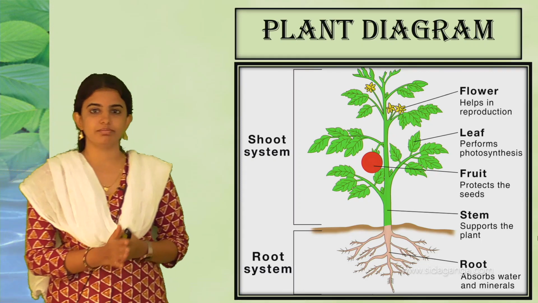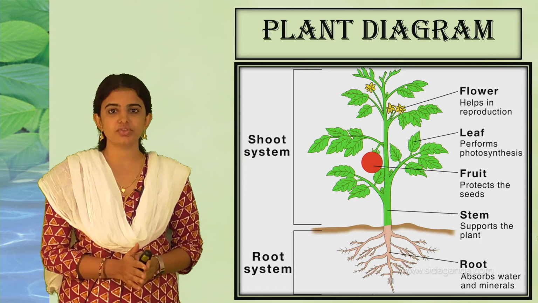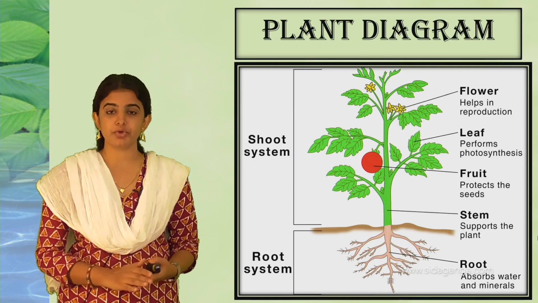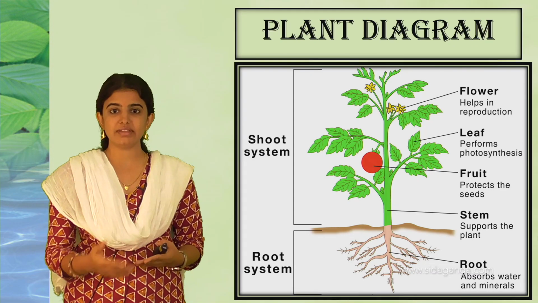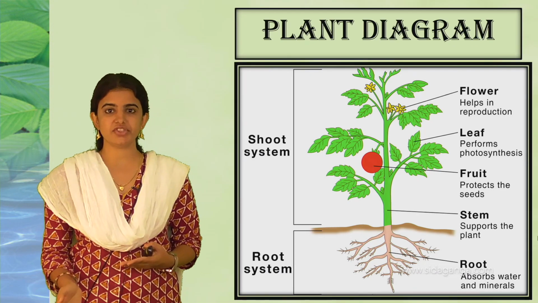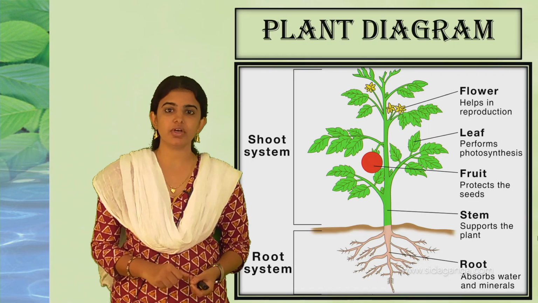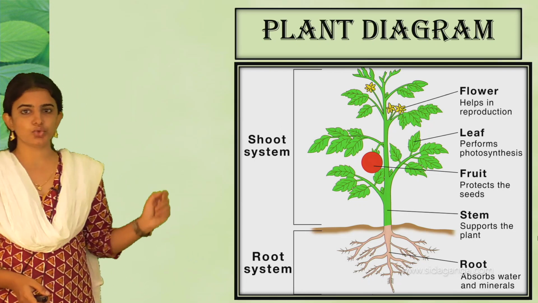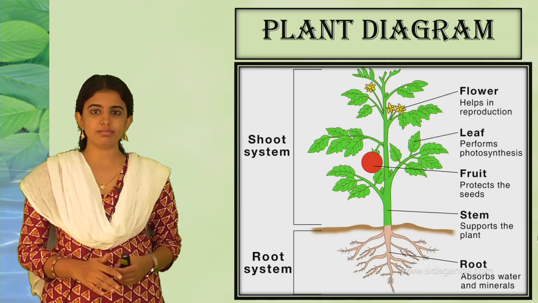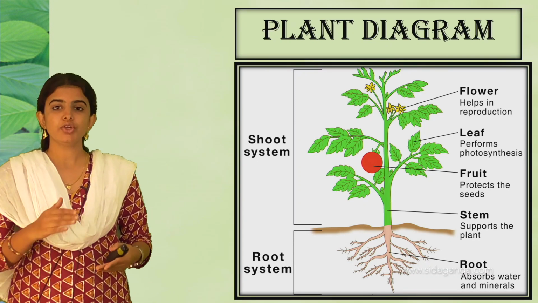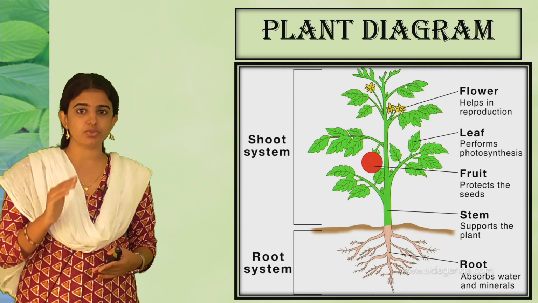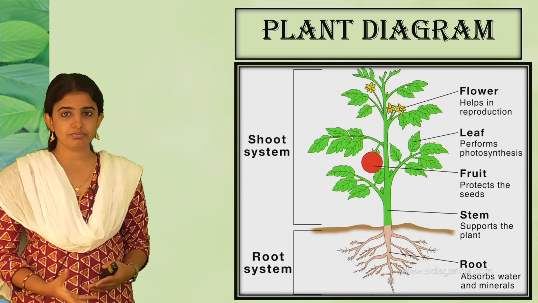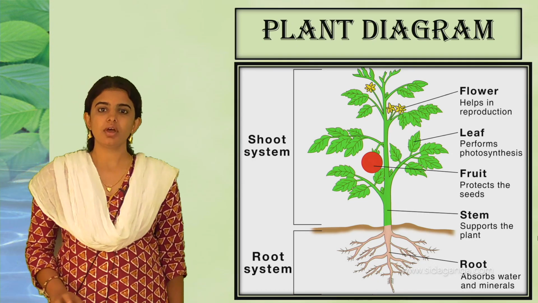Besides these uses, plants also purify the air by releasing oxygen to the atmosphere and absorbing carbon dioxide. See, this is the diagram of a plant, where the plant is divided into two parts. One is the shoot system and the other is the root system. The shoot system is usually present above the soil, whereas the root system is present under the soil, and it helps to hold the plant firmly to the ground.